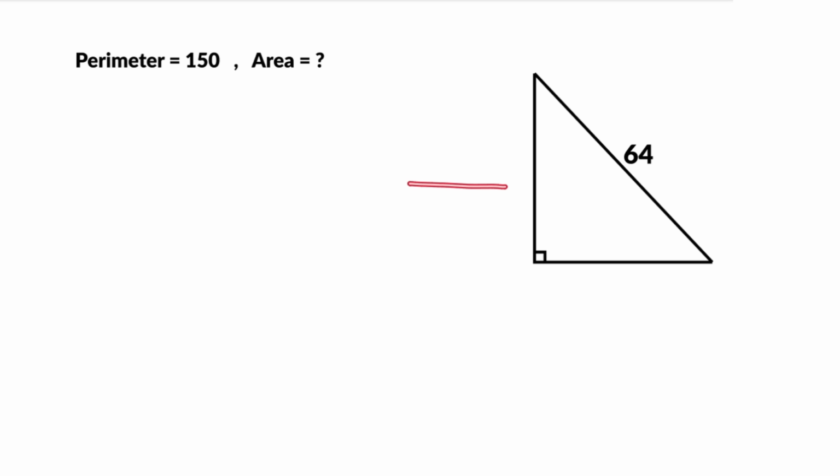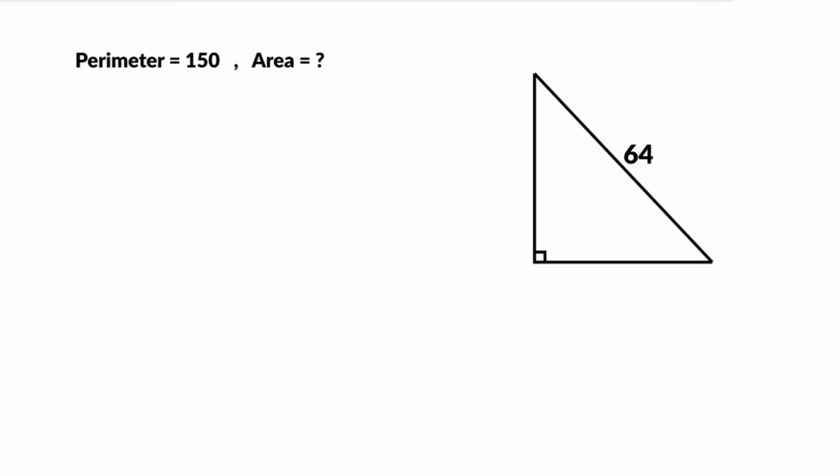Welcome back to another beautiful geometry puzzle. Today, we're looking at a right triangle. And at first glance, it seems like a pretty standard problem. We know the hypotenuse is exactly 64. And we also know that the entire perimeter of the triangle is 150. Our goal? Find the exact area of the triangle.